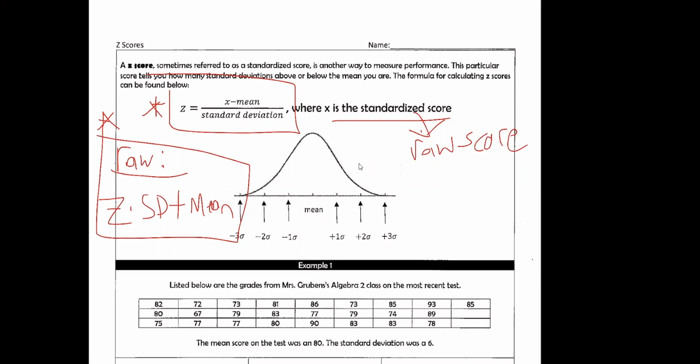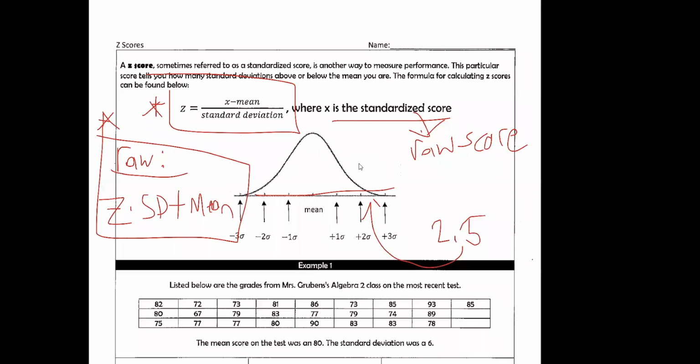Okay, and basically what a z-score tells you, if you're actually trying to understand what we're doing, is where you fall in your curve. So if you had a z-score of 2.5, that means you're here.